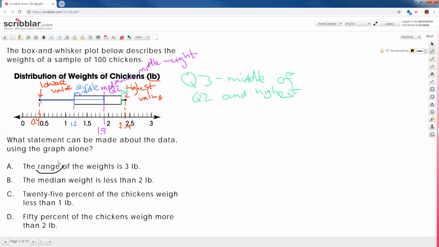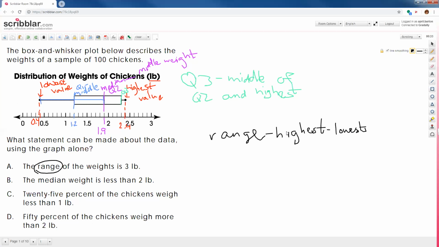The first word we need to know is range. Range has a very specific definition when we're talking about this kind of graph, and the range is always the highest minus the lowest. So they say the range of the weights is 3 pounds.